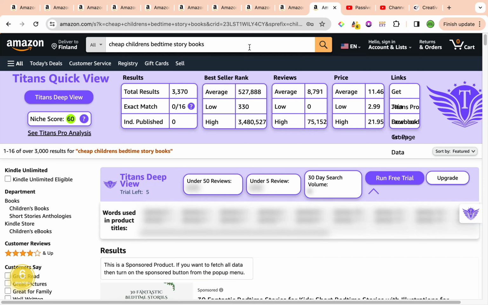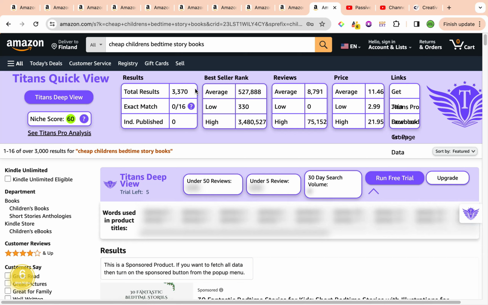So cheap children's bedtime storybooks has a keyword niche score of 60 by Self-Publishing Titan's Chrome extension. Also, it has a keyword niche score of number 6 by Amazon Scout Pro Chrome extension, which categorizes this wonderful keyword as a nice niche. So both of the extensions seem to be agreeing in terms of the keyword strength. Next, we have the total results, which are under 5,000, and that's really ideal. Of course, the lower the better, and this one's sitting at exactly 3,370.